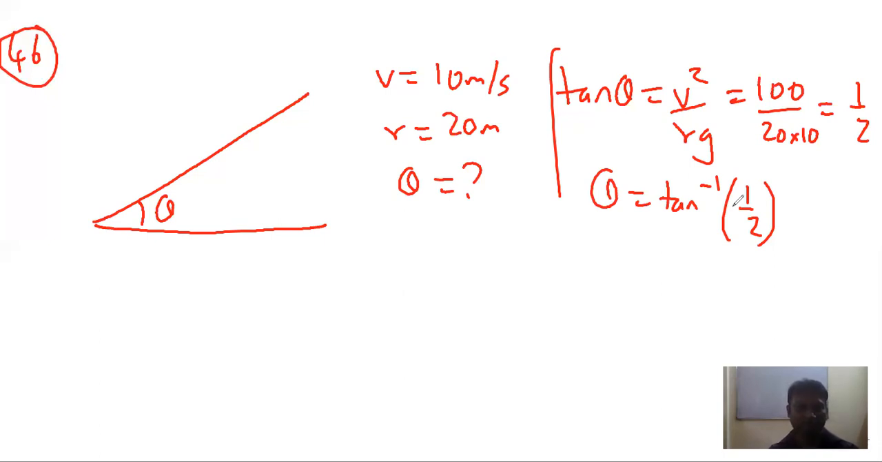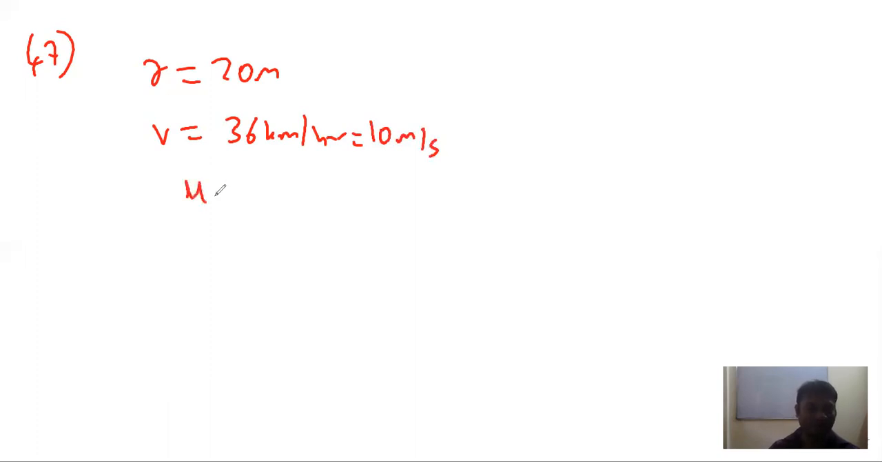Next, let us move on to our question 47. So in question 47, we have a turn of radius 20 meter, velocity is 36 km per hour, which is 10 meter per second. Coefficient of static friction is 0.4, and we have to find the maximum velocity for which it does not slip down. So slipping and skidding. So two velocities we have to find out.